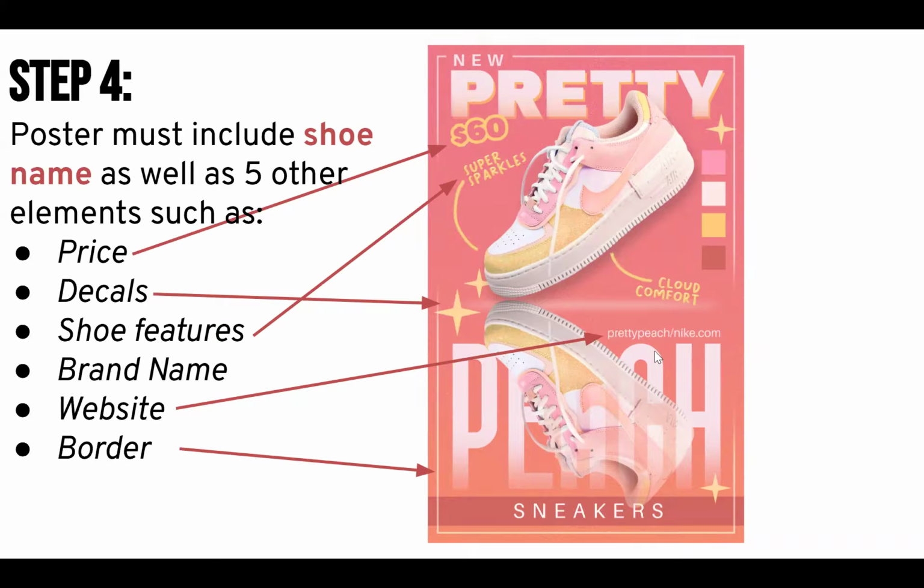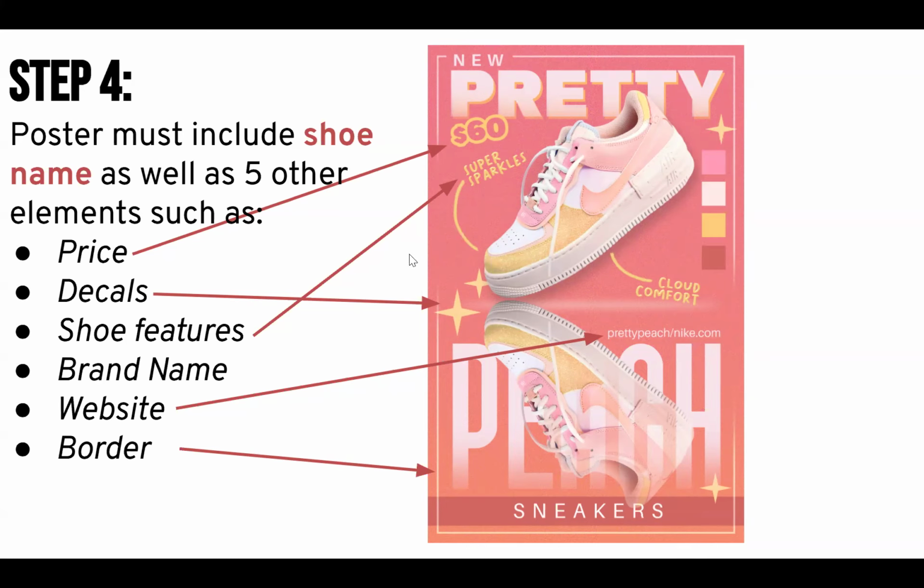So I kind of insinuated the shoe brand when I put this little fake website, prettypeach.nike.com. So you do need to put a fake place for people to buy the shoes. You can put borders and other decals. I also put the color palette in there because I just thought that was kind of fun. I added new Pretty Peach. I put the name sneakers down here. So go for it, all right? You do need to add a fair bit of details to make this feel like a real poster though, okay?